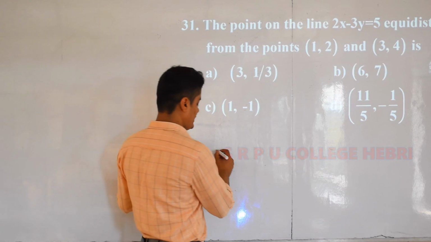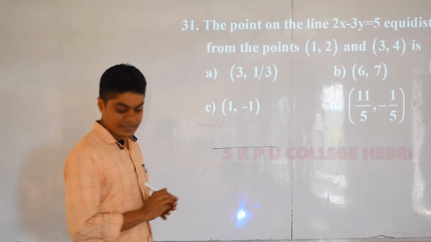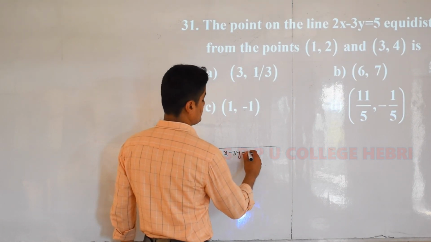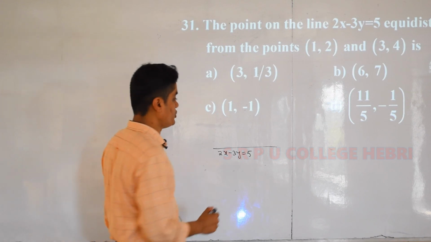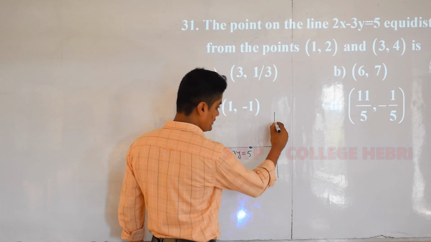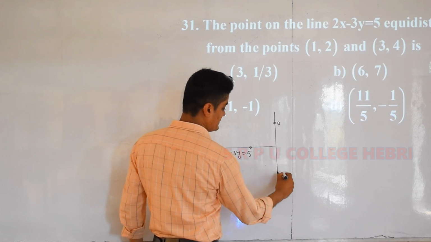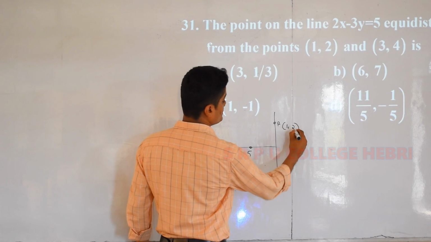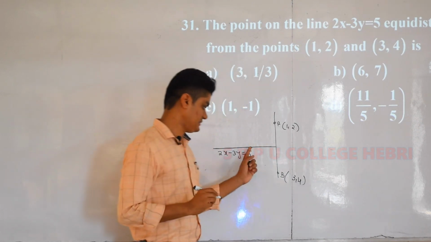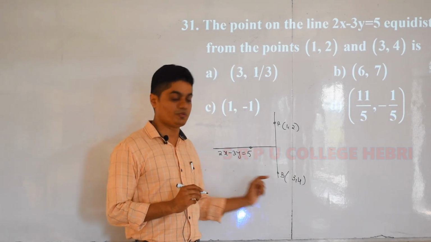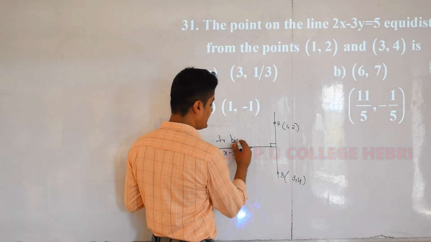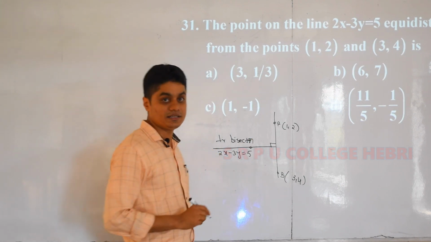See, you can analyze the question like this. Consider the line 2x minus 3y equals 5, equidistant from the two points. If every point on this line is equidistant from these two points, then this is a perpendicular bisector. Remember that, perpendicular bisector.